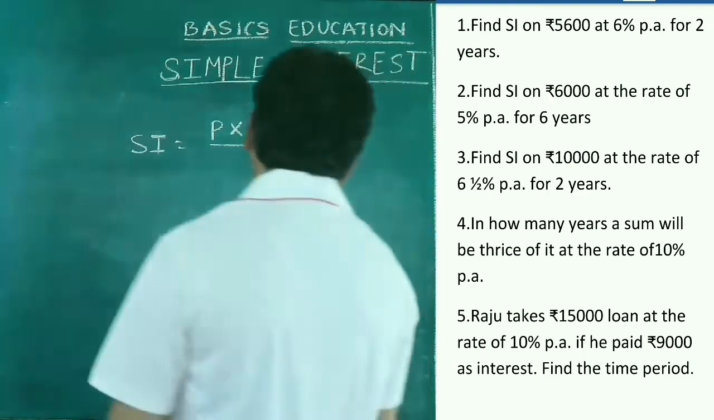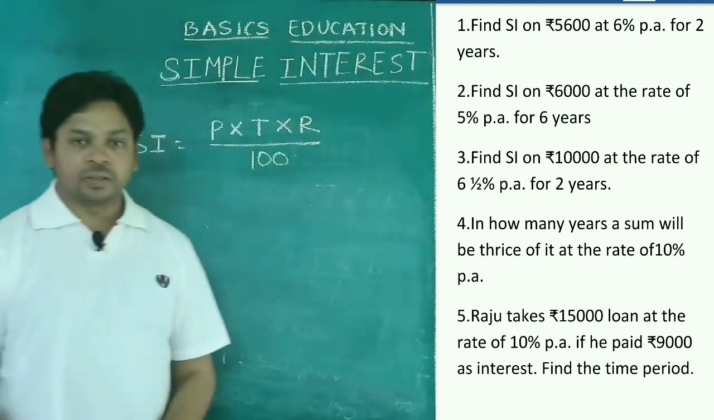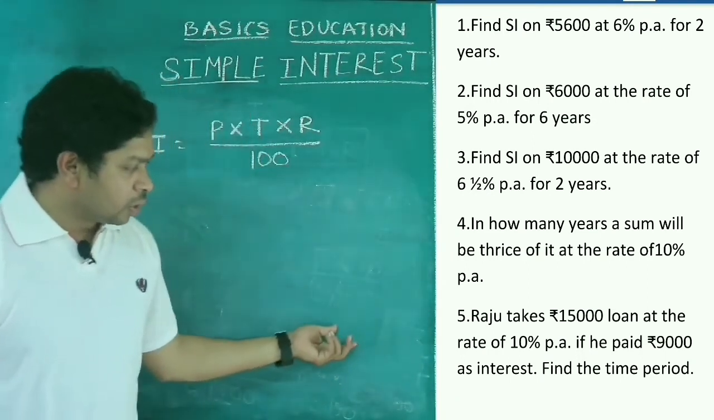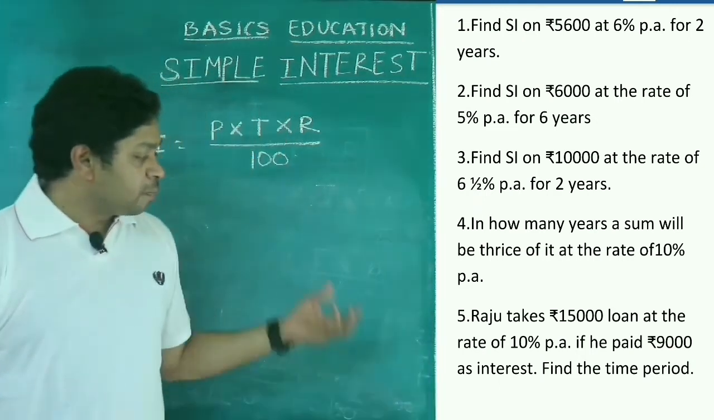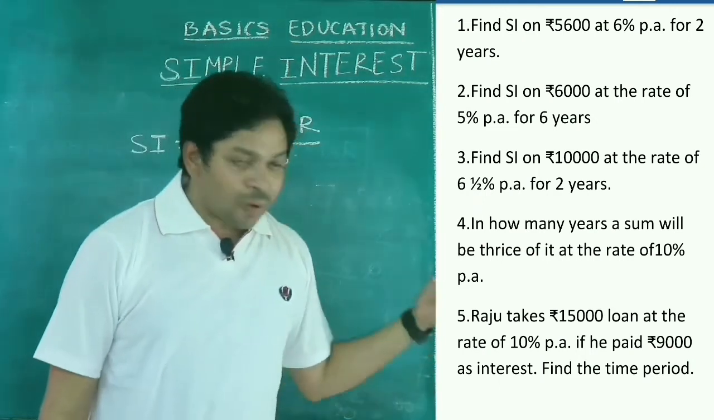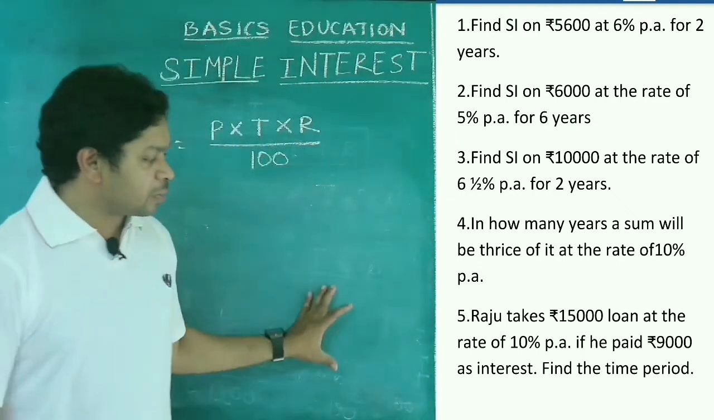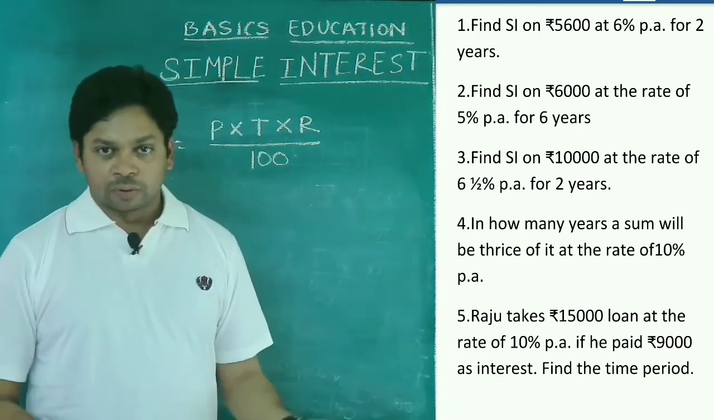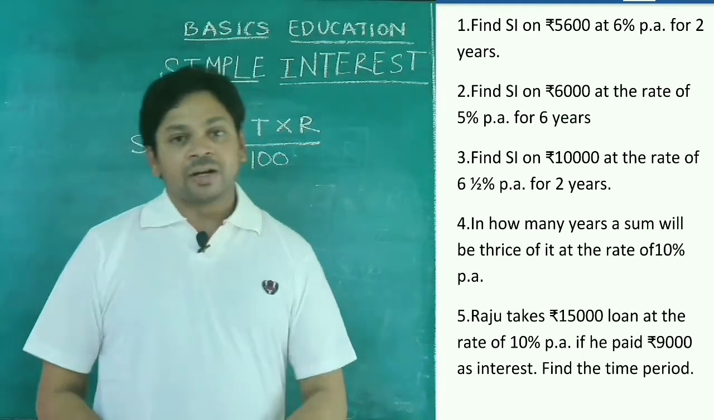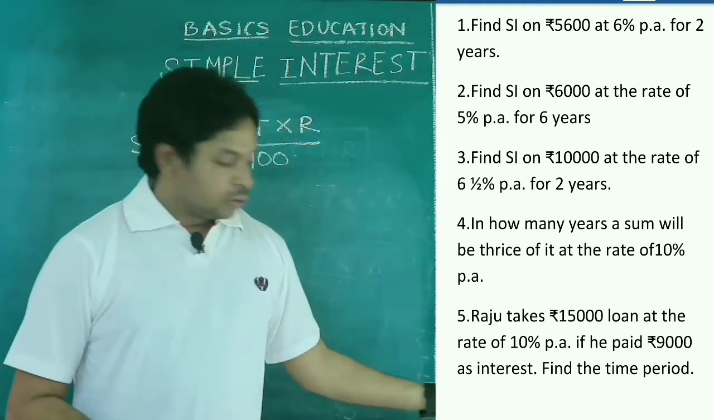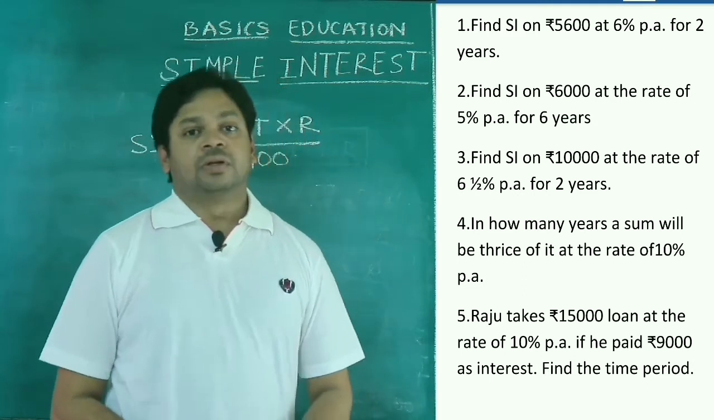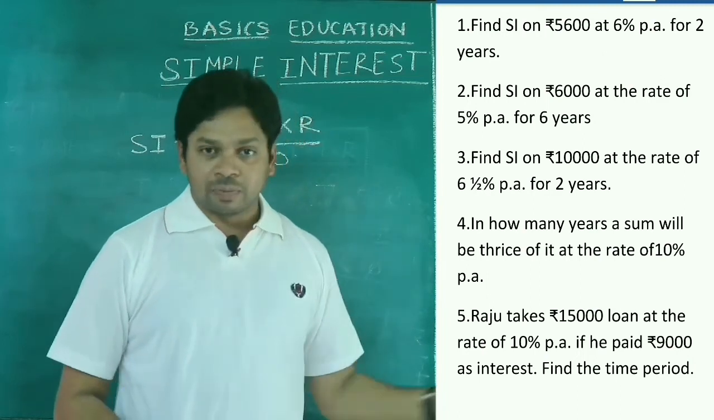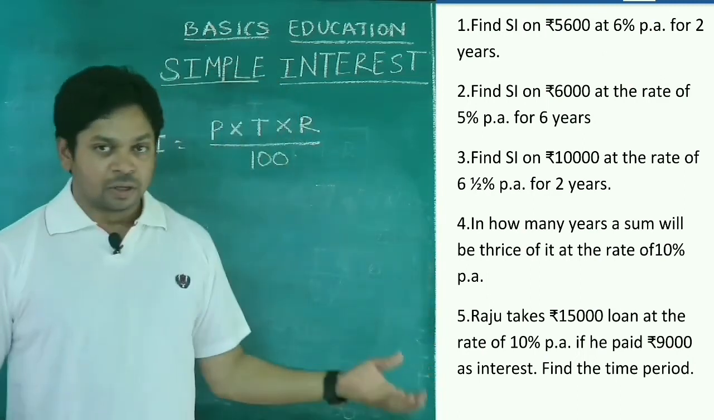And then go to the fifth problem, that is Raju has taken 15,000 rupees loan at the rate of 10% per annum. If he paid 9,000 rupees as an interest, what is the time period he is asking? Okay, again I will explain. Raju has taken 15,000 rupees as a loan, and at the end of the particular time he paid 9,000 rupees as an interest at the rate of 10%. So we have to know the time period. So the data is asking the time period. So the time period is nothing but time we have to know.